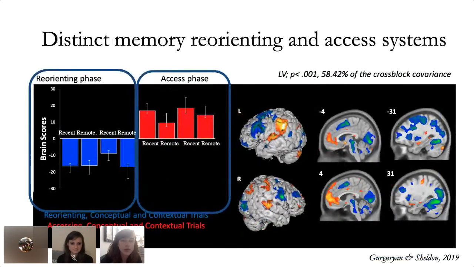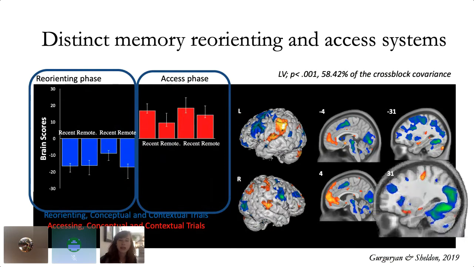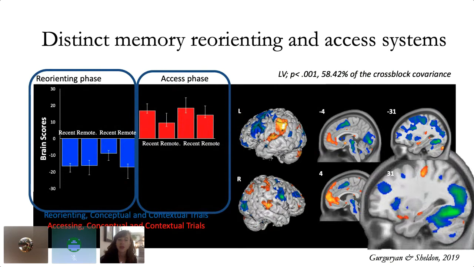Okay, so just quickly, over and above that relation between the reorienting and the access phase that I just discussed, we also do find patterns that distinguish between them regardless of the conceptual and contextual trials. So this is the second latent variable that resulted from PLS. And what I want to call your attention to is the pattern associated with retrieving those related memories, which is shown in red. And this included some midline frontal areas, but interestingly, this is where we actually see involvement of the anterior hippocampus, suggesting that perhaps the anterior hippocampus is really important in initiating general memory construction.